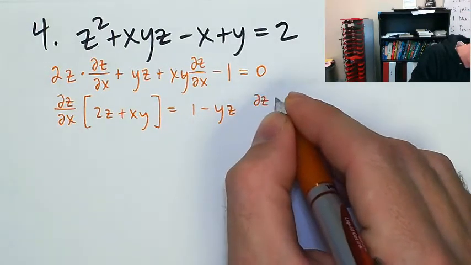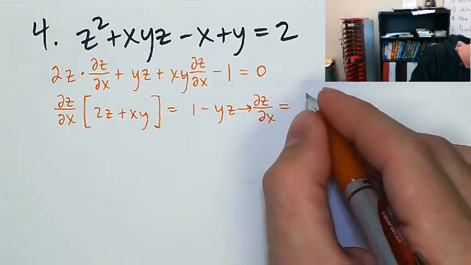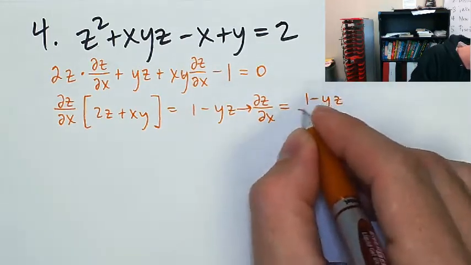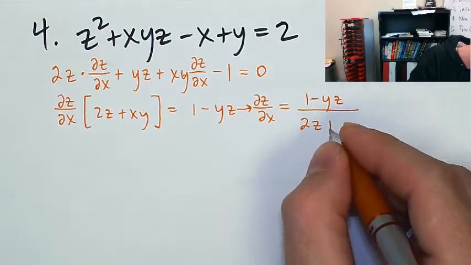I'll do that here. That's going to be equal to 1 minus yz divided by 2z plus xy.